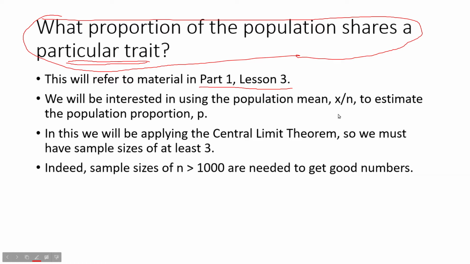We'll be interested in using the sample proportion to estimate the population proportion. So x over n estimates p. And in doing this, we'll be applying the central limit theorem. So we have to have sample sizes of at least 30, not 3, but 30. And in fact, sample sizes of at least 1,000 are needed in order to get good numbers for this.